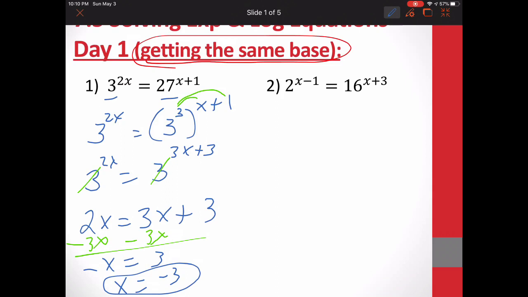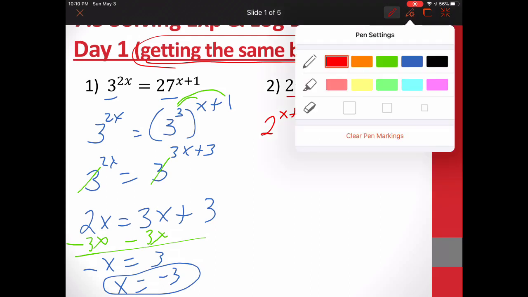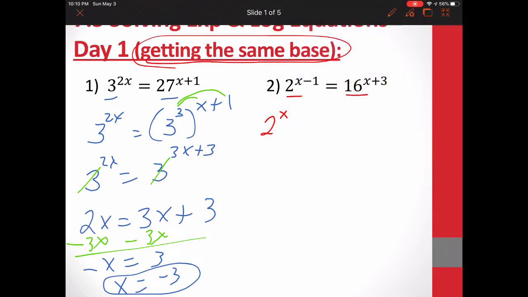So let's try this one over here. We'll go in red. This here is a 2, and this is a 16. So again, pretty obvious that this one will be base 2. So 2 to the what is 16? 2 squared is 4. 2 to the third is 8. 2 to the 4th is 16. So again, we are going to distribute.